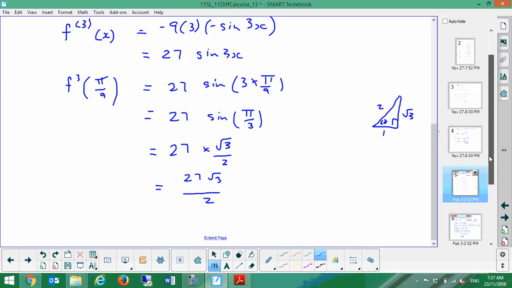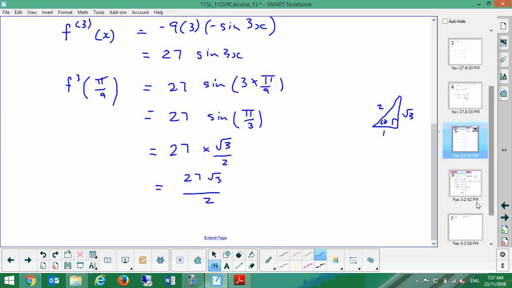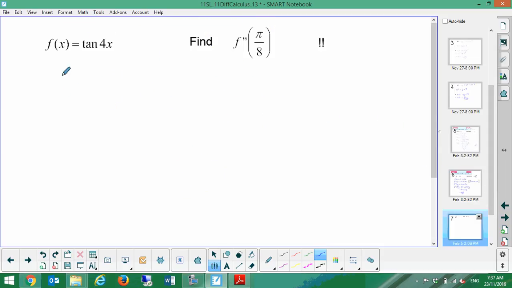All right, the last one I want to look at is this one here. I'm going to leave that for you to do in class. But we want to talk about it in class. So if you want to have a go at that now, we want to find the second derivative at pi on 8, and there's an interesting factor about this one. So have a go at that and see what you come with to class.